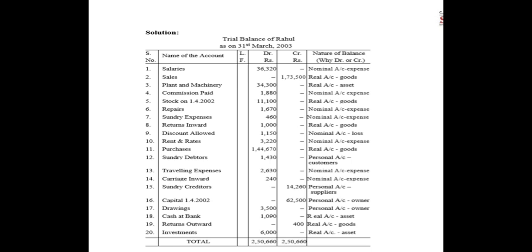Repairs comes in the category of nominal account, it should be debited as per the nominal accounting rule. As per the nominal account, all the expenses, all the losses are debited. Sundry expenses again should be debited, so I have just written in debit side.